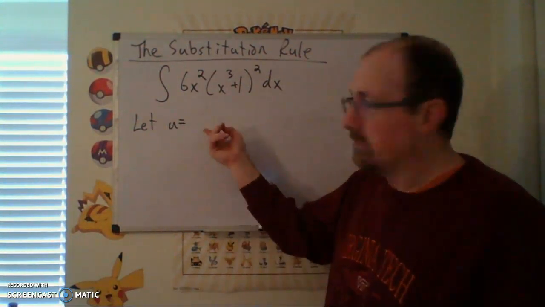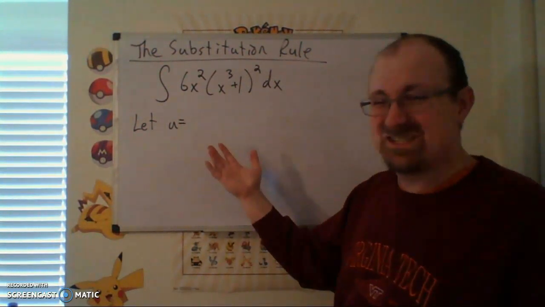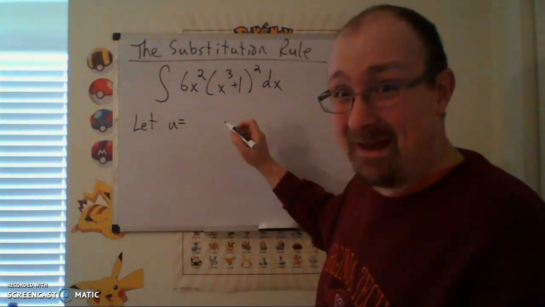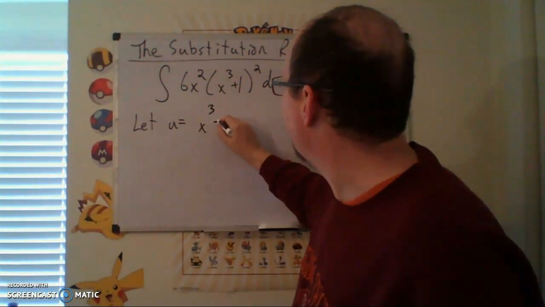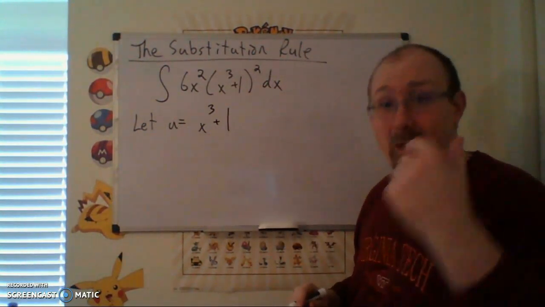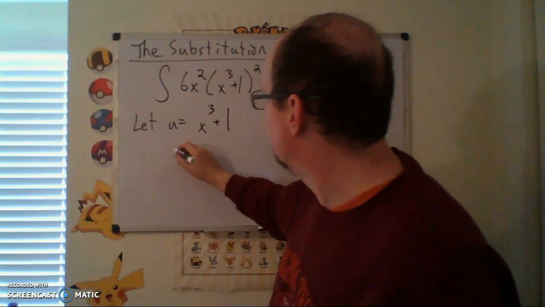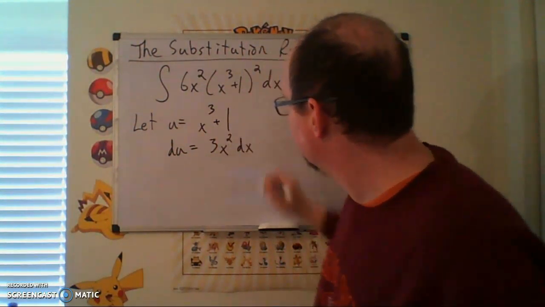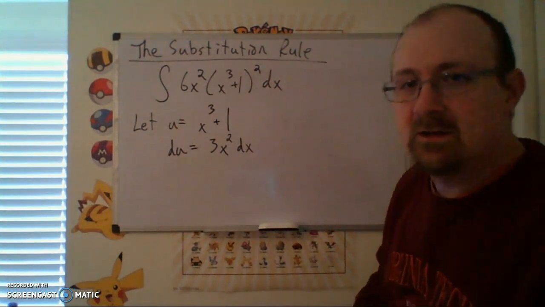All right. So what do we want to pick here? Stuff in parentheses usually jumps out at us as a pick-me kind of thing. So let's go for that. Right after u, find your du. The derivative of x cubed is 3x squared. Write my buddy dx in right there.